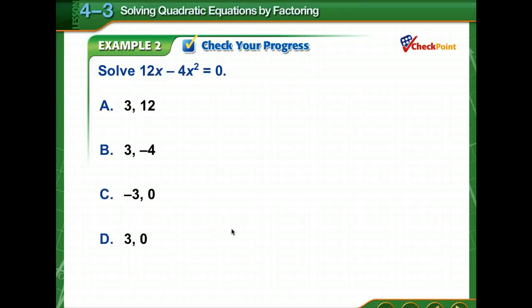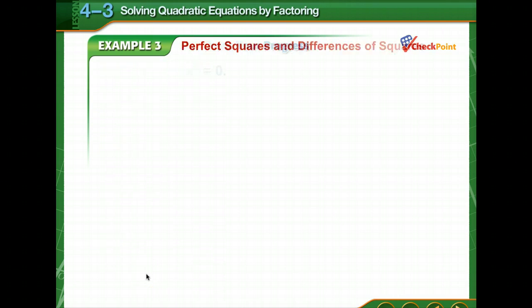Time for you to check your progress. So if you'd pause the video for a moment, work the problem, come back and check to see you got your answer right. Watching your signs is very important. You're going to end up with a -x is equal to a -3. Well, we're needing to solve for x, not -x, so you need to divide both sides by -1. So x is equal to 0 and 3. Very good.